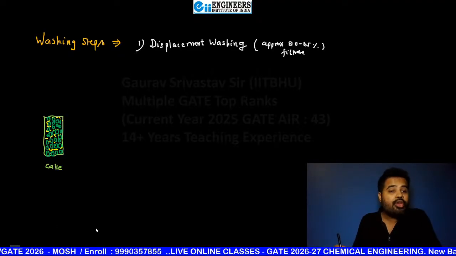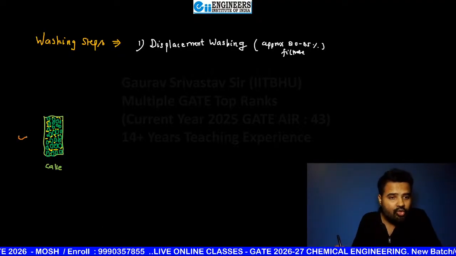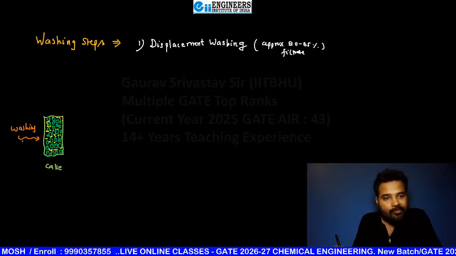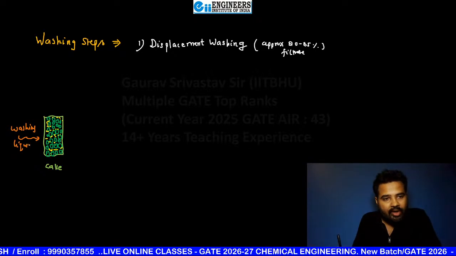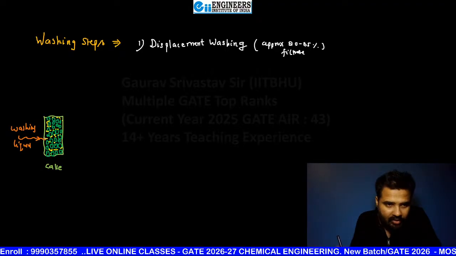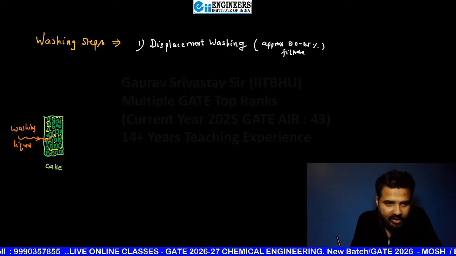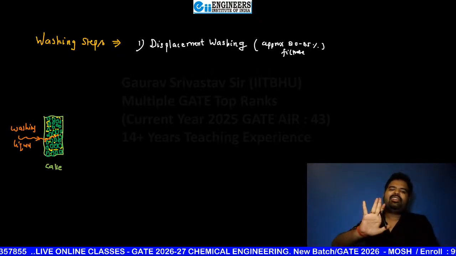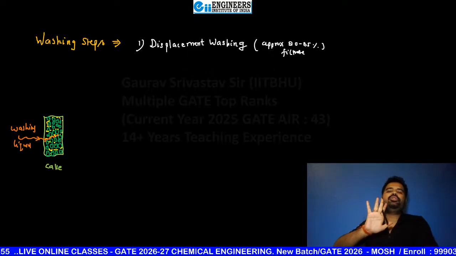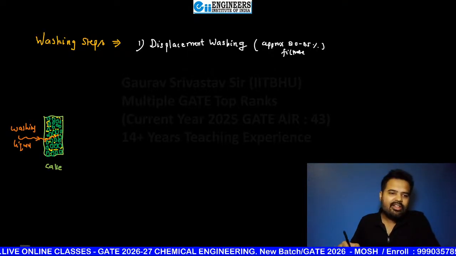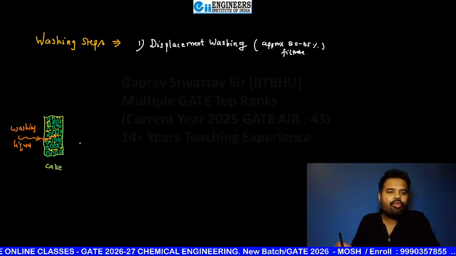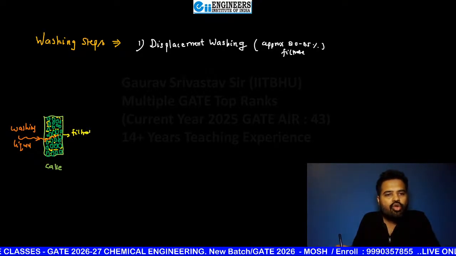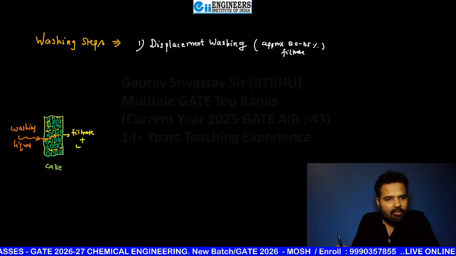So now, in order to remove it, you are going to use washing liquid. It moves towards these spaces and takes the place of the filtrate, displacing it. It is forcefully telling the filtrate, please go out. So you are getting filtrate plus washing liquid from here.